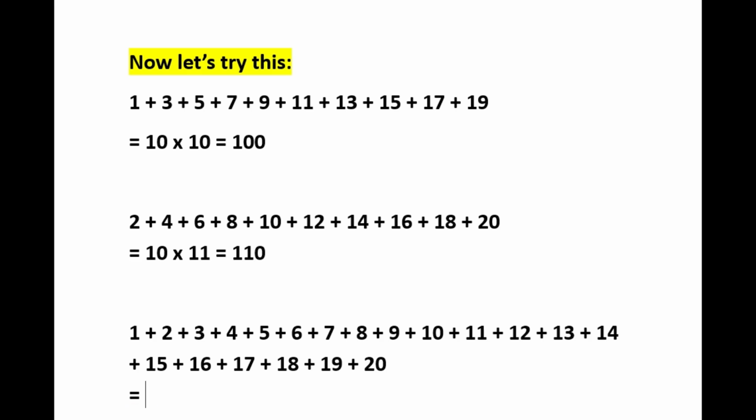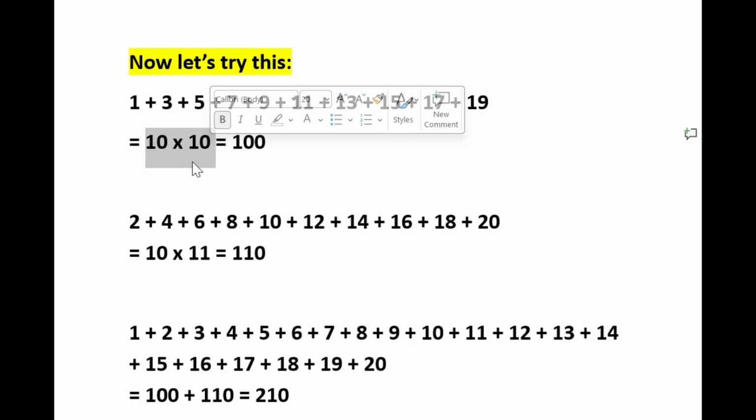Now let's look at the natural numbers. These are 20 natural numbers. Out of these 20 natural numbers, we have 10 odd numbers and 10 even numbers. So what we can do is find the sum of 10 odd numbers and the sum of 10 even numbers, and we will get the answer. The sum of 10 odd numbers is 100, the sum of 10 even numbers is 110, and the sum of these two is 210. So if we look at the logic, for the odd numbers, we have to multiply the same number twice, 10 into 10 in this example.